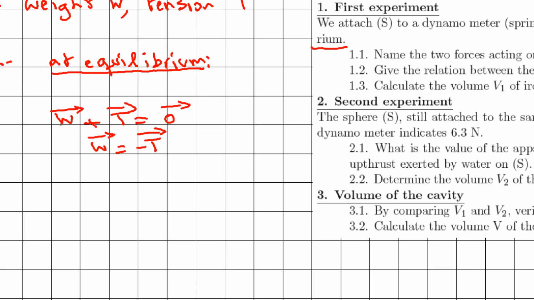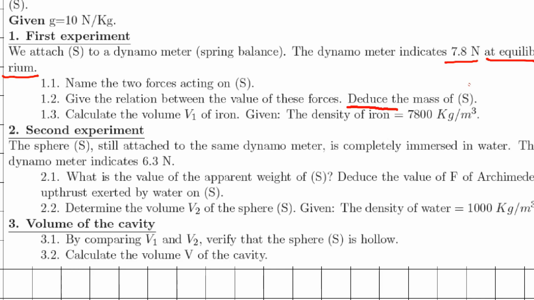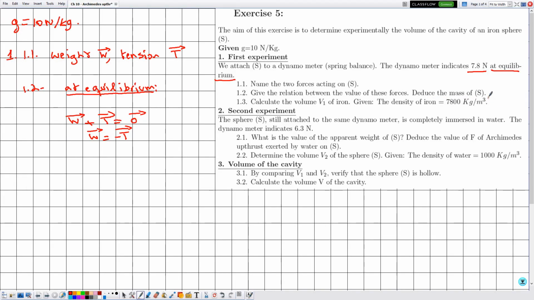So what does the first equation mean? That the effects of the forces cancel each other, which gives us the zero vector corresponding to the equilibrium, whereas the second equation tells us that both forces have the same line of action, the minus sign for the opposite direction, and same magnitude. And in the same part they are telling me: deduce the mass of S.